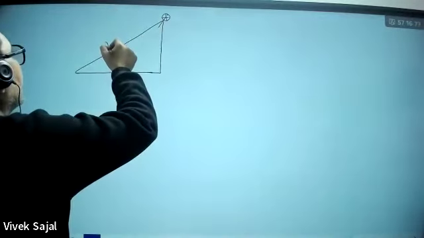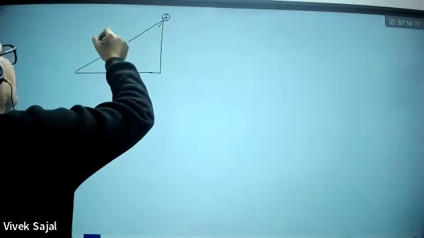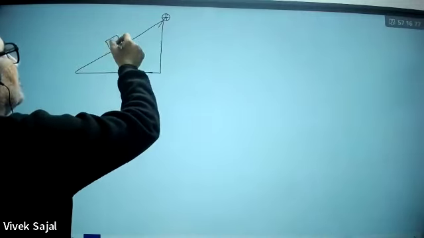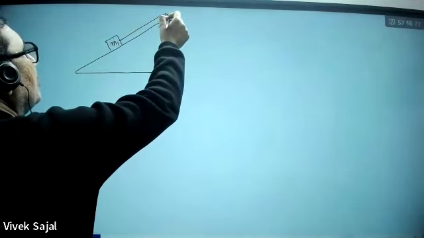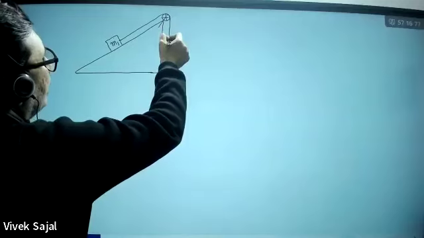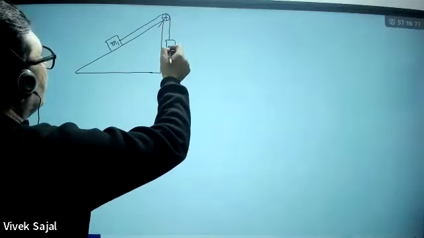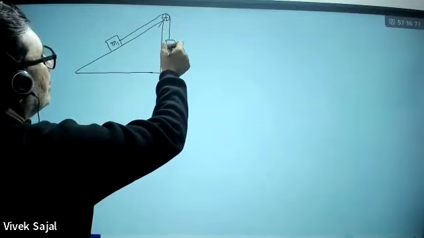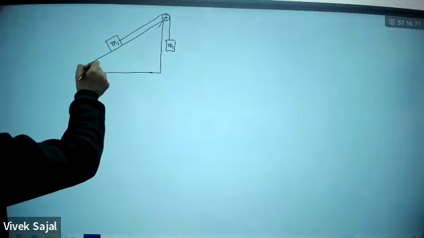You're having a block here. You call it M1. Its mass is M1. Okay? It is attached with a string that is passing over this pulley. And another end of this string is attached with another mass, M2. Its mass is M2. This angle is theta.